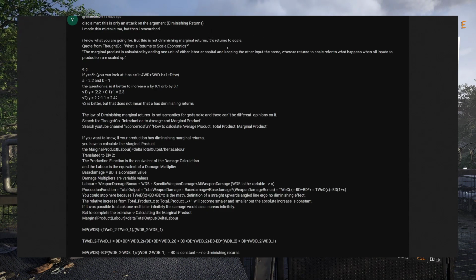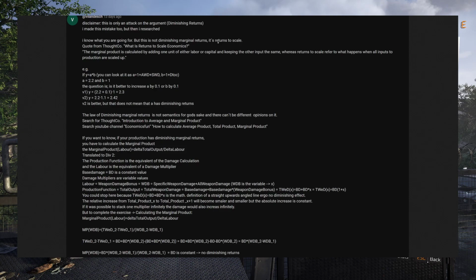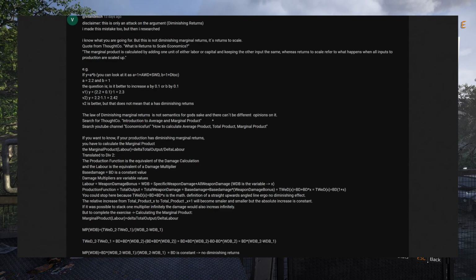Returns to scale, even if you wanted to use that, it would be diminishing returns to scale because you can have increasing, neutral, or decreasing returns to scale. Decreasing and diminishing are interchangeable as terms. And all of this still is just economics. Why did we go into economics? And that's why this is a conversation in semantics, because I will not let economics just come in here and step all over this. So yeah, let's move on to returns to scale.